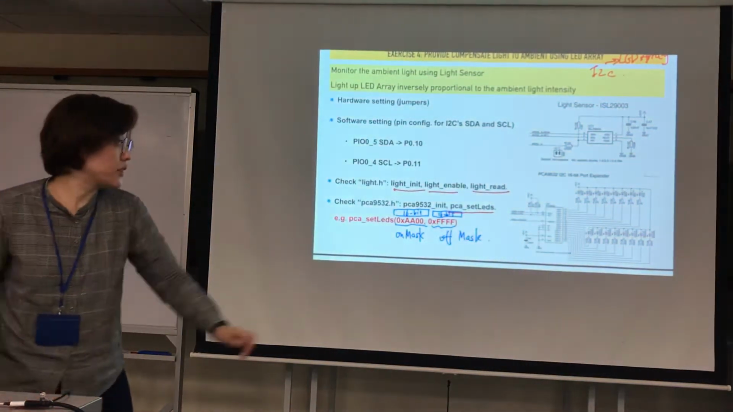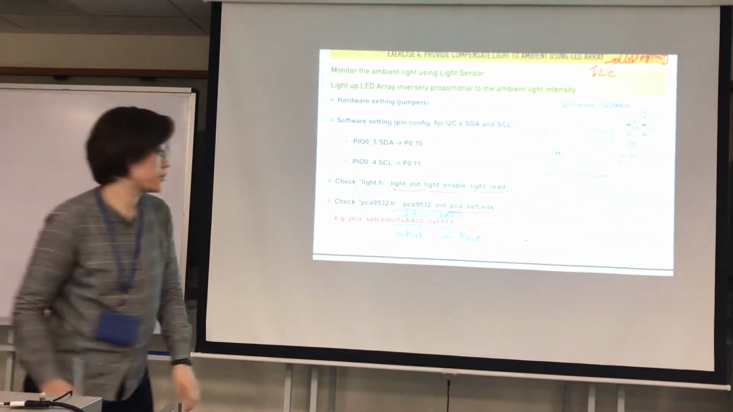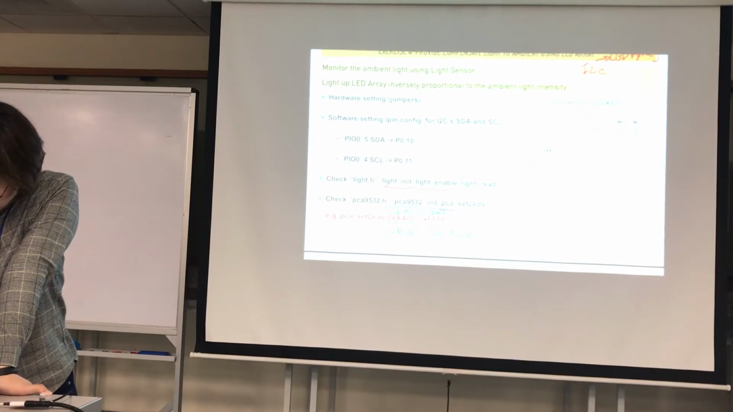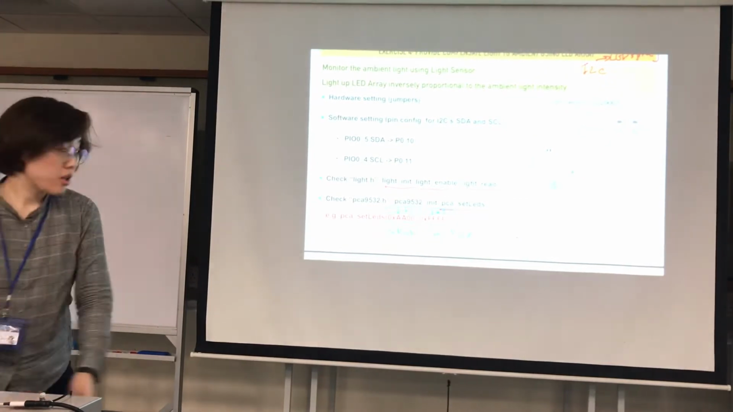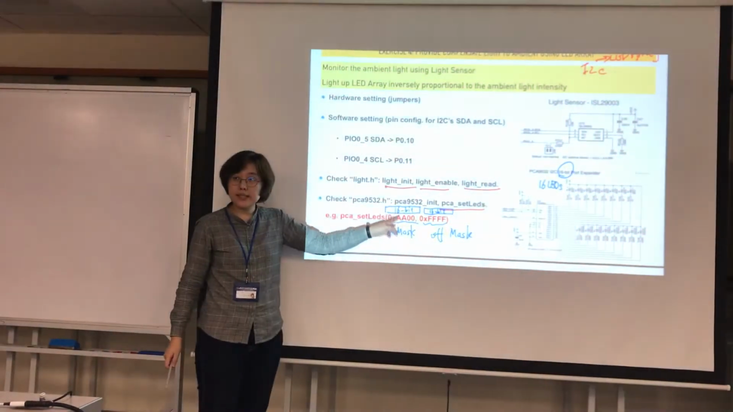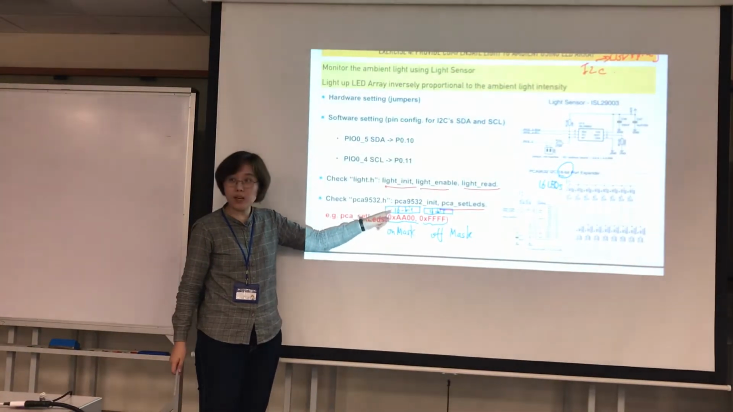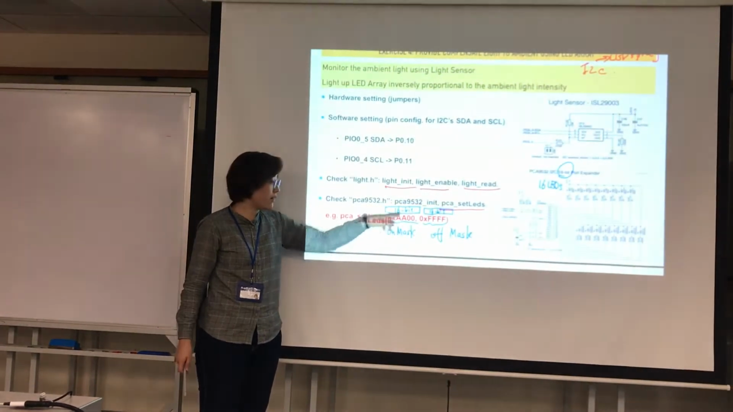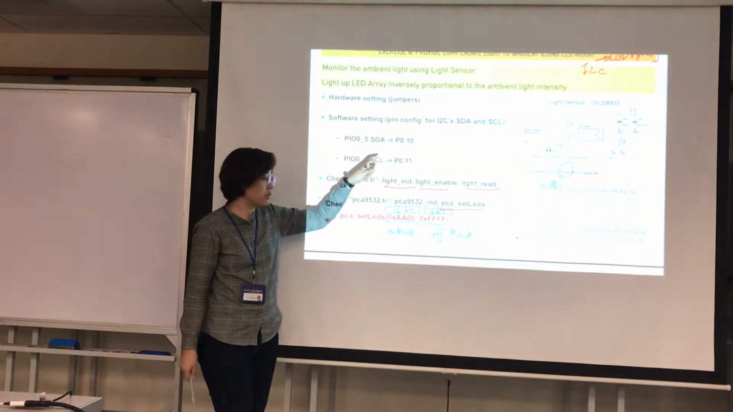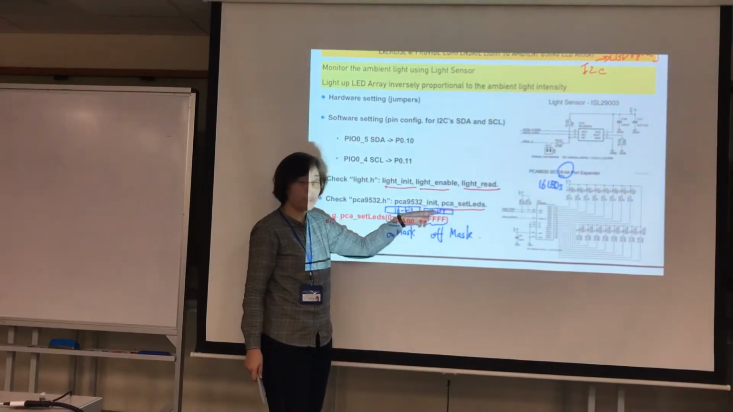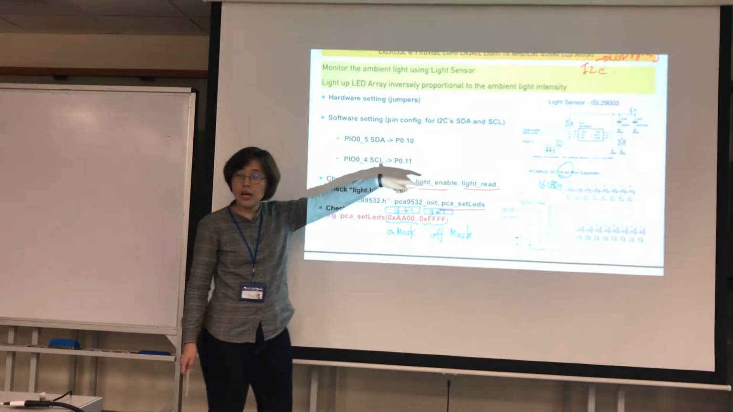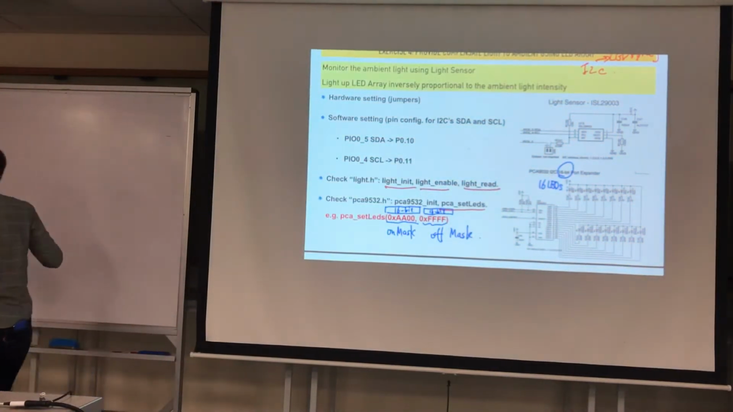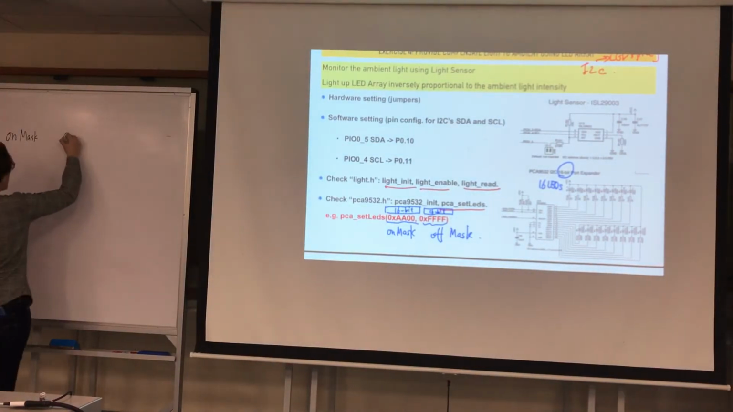How many LEDs do we have in the LED array? You have 16 LEDs. So basically, each bit here indicates, if you write 1 here, that you want to light up a certain LED. That's why it's called on mask. Wherever you write 1, you want that particular LED to be on. This is off mask, meaning wherever you write 1, you want the corresponding LED to be off. So that's the idea: you have on mask and off mask.